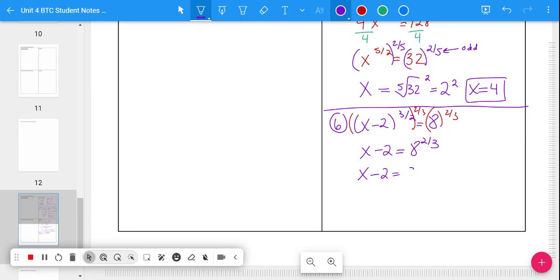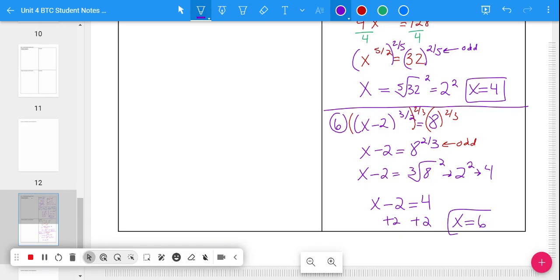Well, I'm really doing the cubed root of 8 squared. Well, the cubed root of 8 is 2, and 2 squared is 4. But remember, oh, never mind. Nope, it's not plus or minus. I was almost going to make my own mistake because, again, we have an odd root, so it's not plus or minus. So x minus 2 equals 4. I would add 2. X is going to equal 6. All right, let's do one more example.